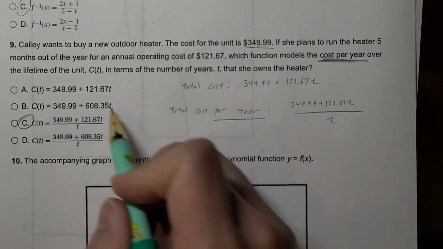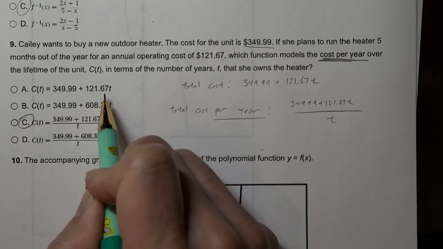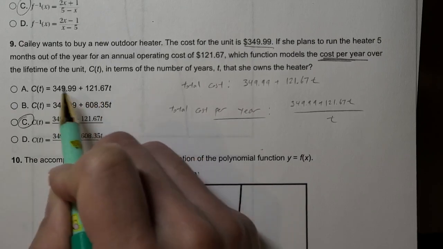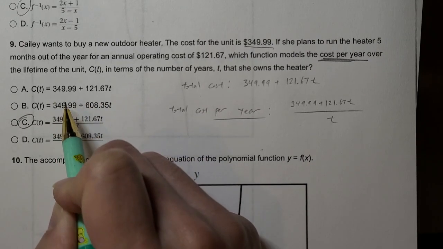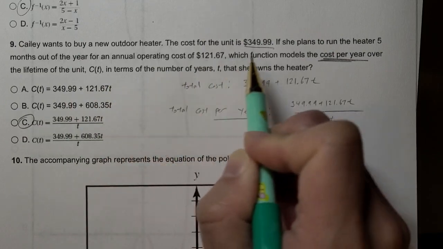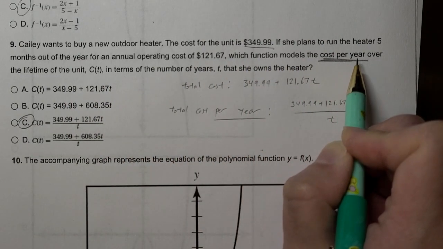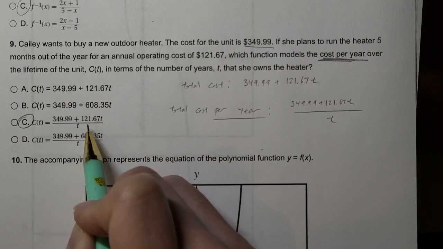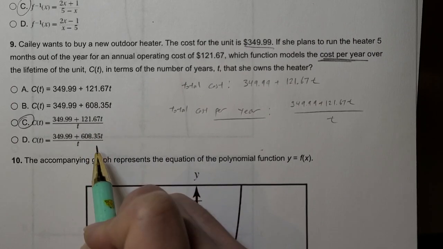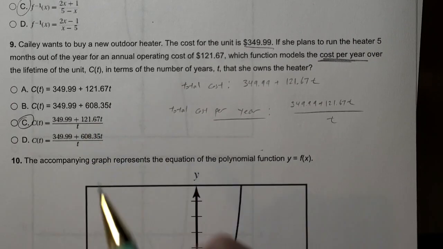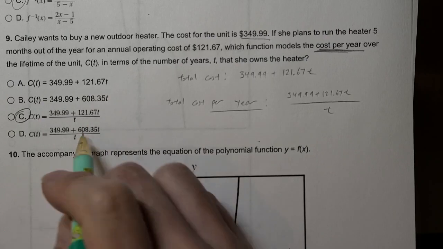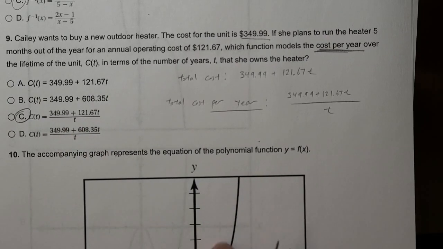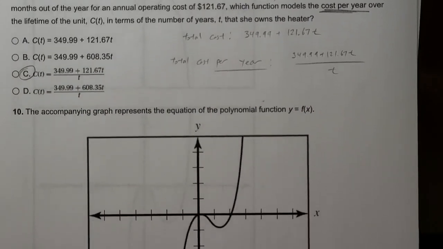And you can think intuitively, the units of these first two would be dollars. But they want cost per year, so dollars per year. Only these two possibly could give that unit, and the answer is C. Okay, because this one correctly models the total cost, and then we divide by the number of years.